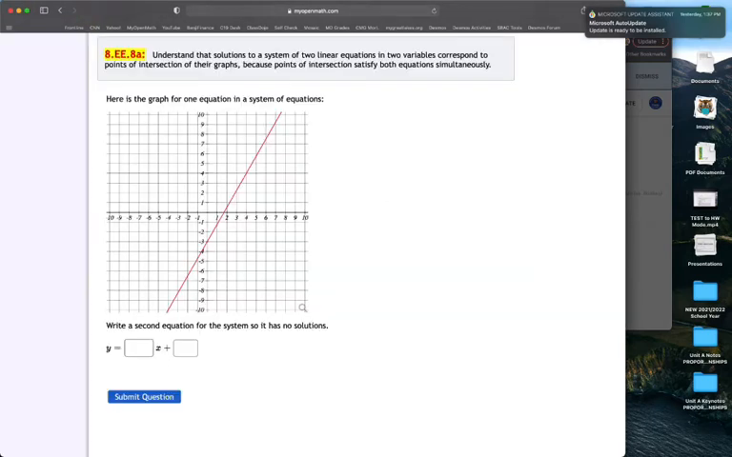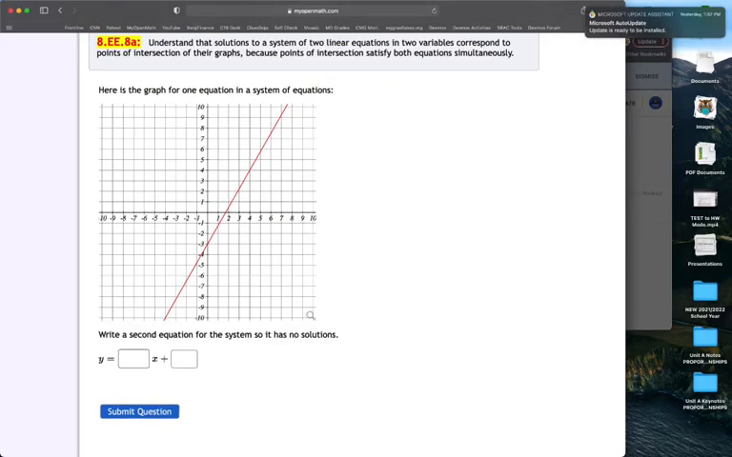In the standard 8.EE.8a, where we're asked to understand that solutions to a system of two linear equations in two variables correspond to the points of intersection of the graphs, we may be presented with a problem like this, where we are given the graph of one equation in a system of equations, and we're supposed to write a second equation that has no solutions. The only way we can go about this is if we actually state the equation of the graph that is already plotted for us.